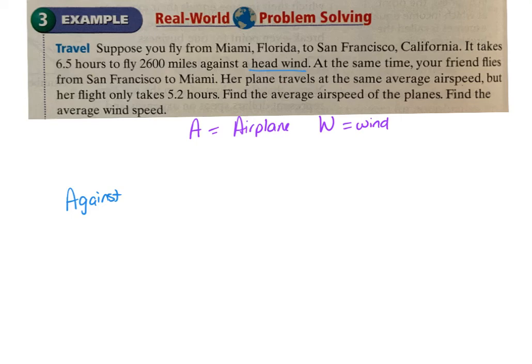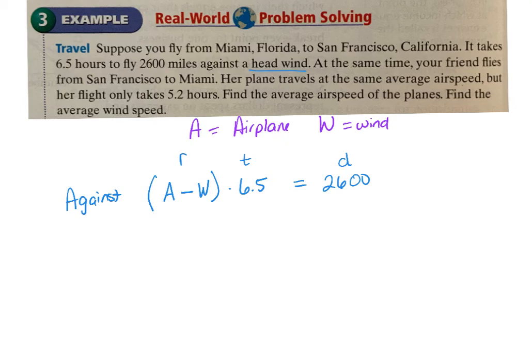All right, so against the wind, we are going to take how fast the airplane is going, and we are going to subtract the wind speed because the wind is pushing against us. All right, subtract it. That is our rate. What is our time for the person that was going against the wind? So 6.5 times (A minus W) equals our distance. What was our distance here? 2,600. All right. That is against the wind.